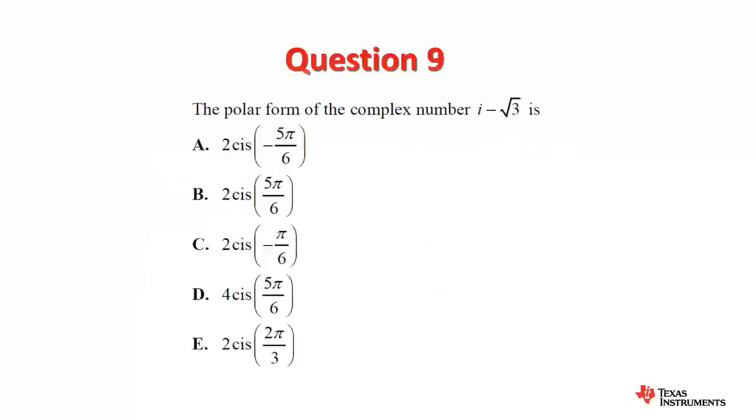Moving on to the next question. So the next question, we are asked to convert from a Cartesian form into polar form. The calculator is very good at doing this. This particular question is very similar to 2001 Exam 1 Question 5, and only 49% of students got this correct.